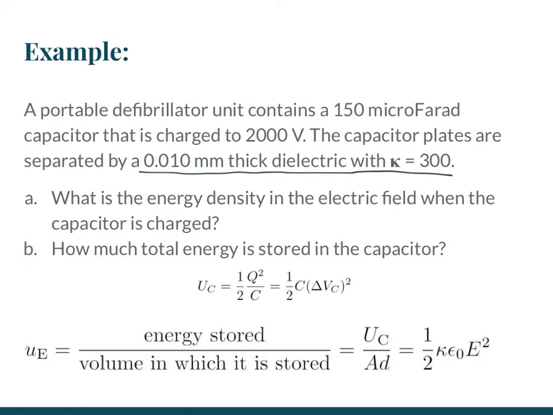Actually, I flipped these in class. I don't know why the book where I draw these examples from put them in this order. It's going to be easier if we do B first and then A, because we have to use the answer to B in A. So the first question I'm going to answer is, how much total energy is stored in the capacitor? And that equation is right there.